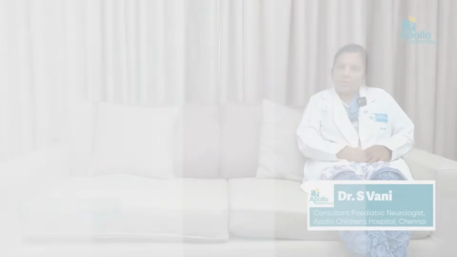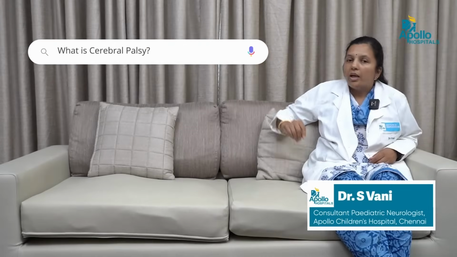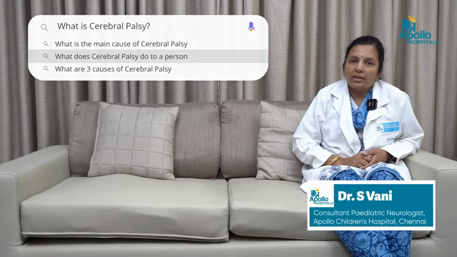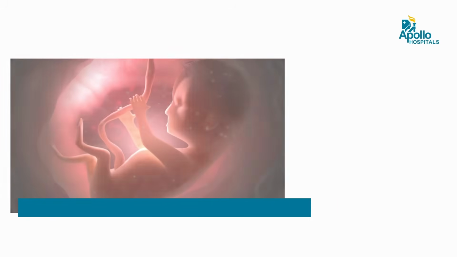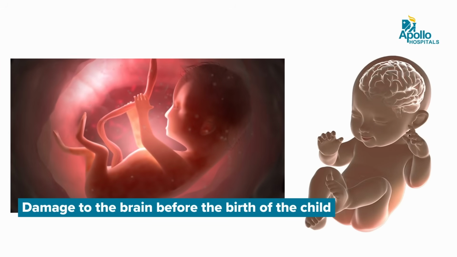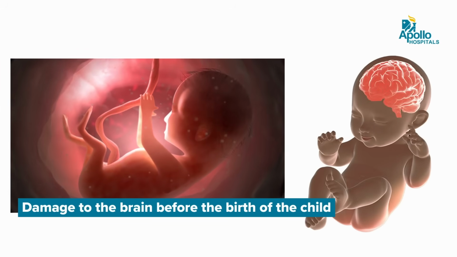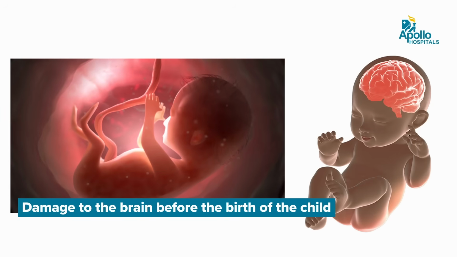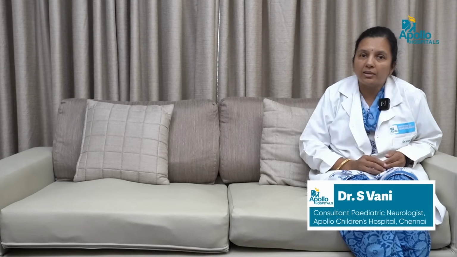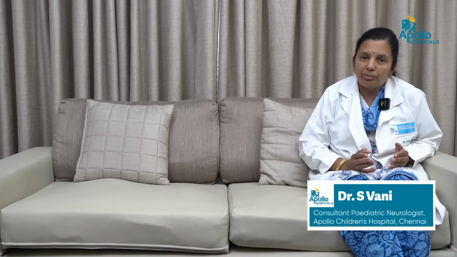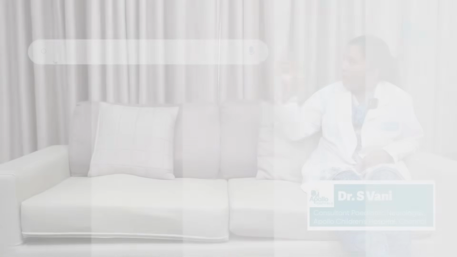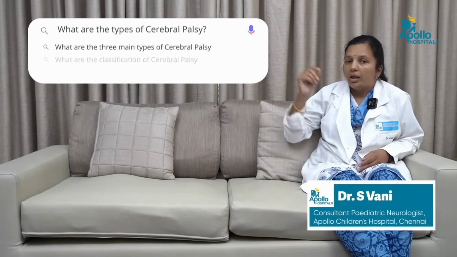Today I am going to try and explain to you about cerebral palsy. What is cerebral palsy? Cerebral palsy is a condition where the immature brain suffers an insult while the child is in the womb of the mother. Whatever defect is sustained during that period results in a condition called cerebral palsy, wherein the child has certain difficulties as they grow up.